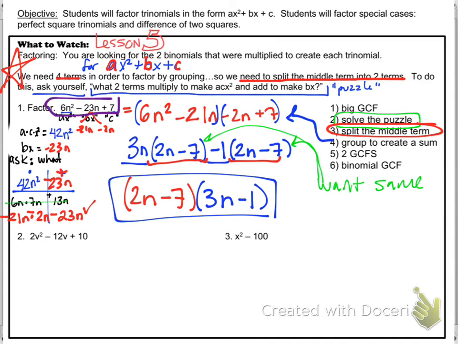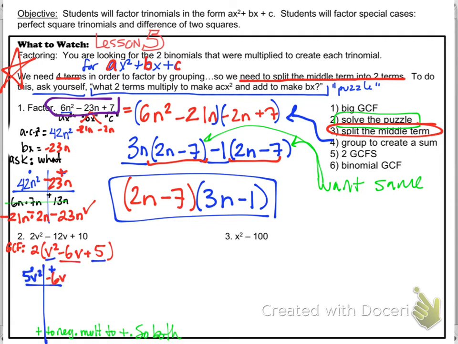All right, so let's see that again on the next problem. First thing you're going to do is take out the GCF, which is 2 in this case. So now I'm really just looking at the v squared minus 6v plus 5 to factor. So what multiplies to 5v squared and adds to negative 6v? Well, they add to a negative and multiply to a positive, so that's 2 negative terms. Negative 1 and negative 5 multiply to 5 and add to negative 6. So I've got to tag along this 2 on the outside, and it's just going to tag along for the rest of our simplification or factoring.